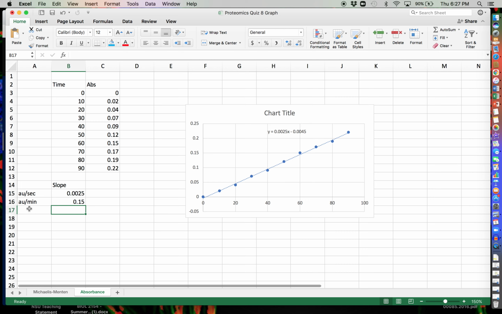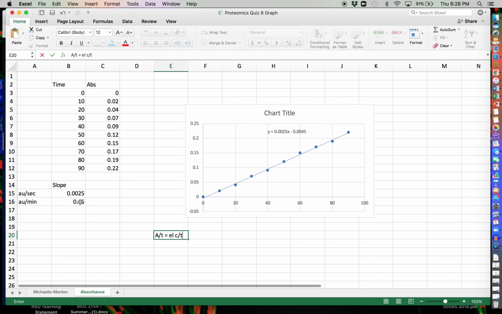Okay, next we want to use a modified form of the Beer-Lambert law equation, which is absorbance equals the extinction coefficient times the concentration times the path length, A = ECL. Now, when I say we're going to modify this a little bit, I mean we're going to include a change in time. So instead of A equals ECL, we're going to use A over T equals EL times concentration per time. We're allowed to do that because we're dividing each side of the equation by the same thing, which is the change in time.